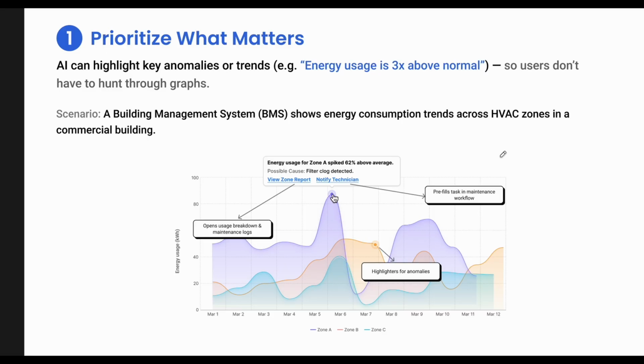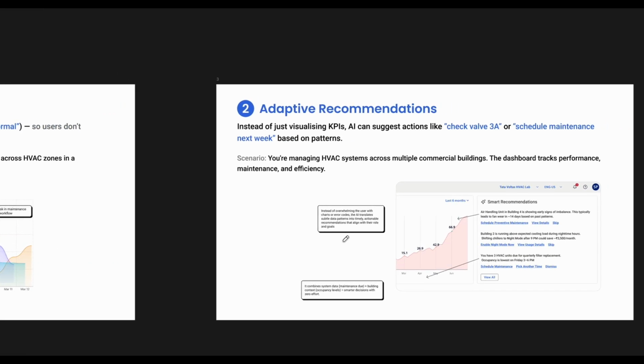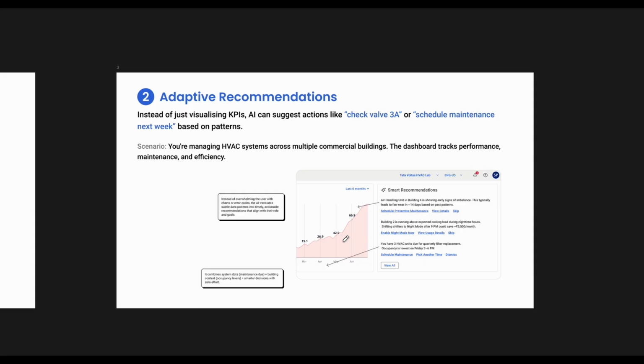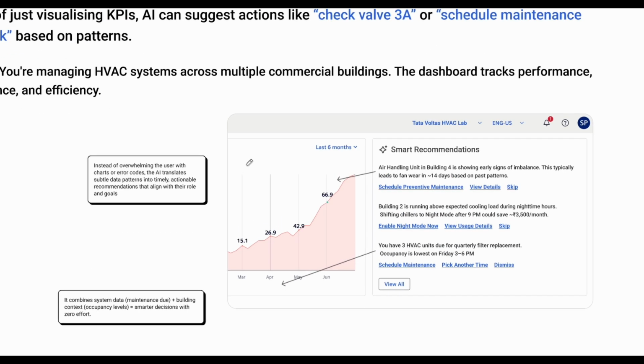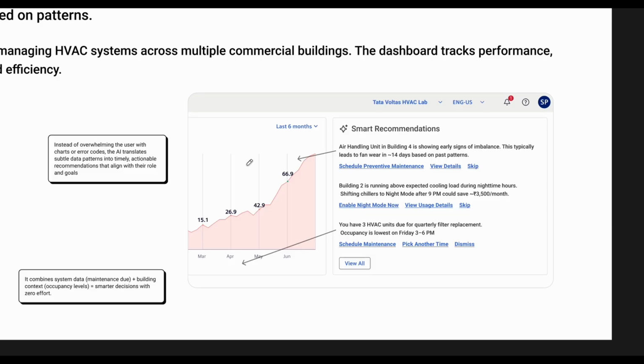So that was prioritize what matters. Now let's go to the second one, which is adaptive recommendations. This is where AI steps in as a co-pilot, not just as a data provider. In this scenario, you are managing HVAC systems across multiple commercial buildings. The dashboard tracks performance, maintenance, and efficiency. Instead of the engineer going through everything manually, the AI can take the data of the whole platform and give you insight based on that.